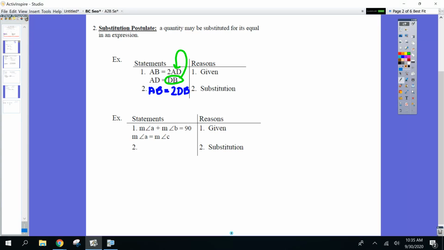This is driving me nuts where this is. There it is.